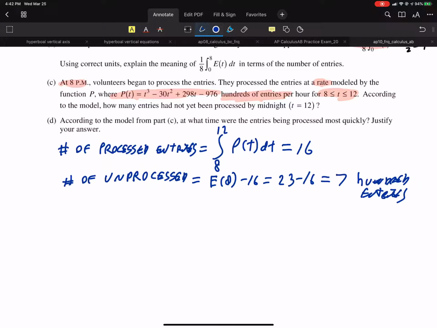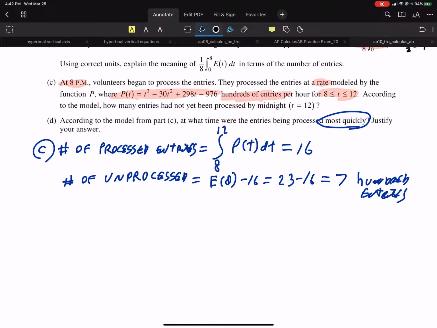Bam! 2 points for that. That was part C. Now part D. According to the model from part C, at what time were the entries being processed most quickly? Most quickly. So you need to interpret what that means. So what does that mean?